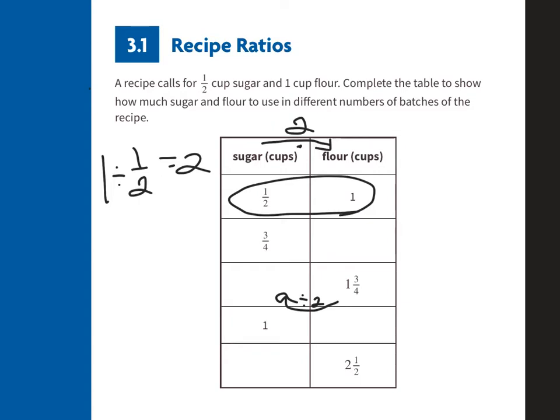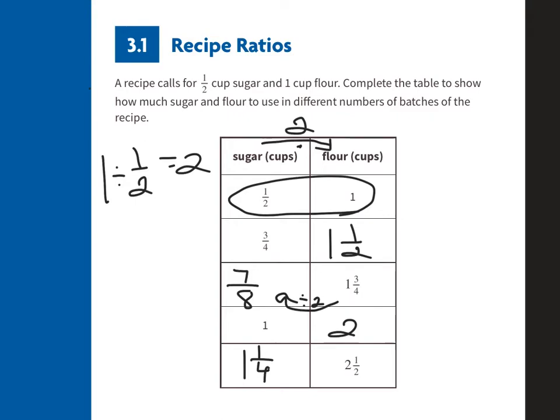So I'm going to use my calculator because I got lots of fractions here. So 3/4 times 2 is 1 1/2. Okay, 1 3/4 divided by 2 is 7/8. 1 times 2 is 2, and then 2 1/2 divided by 2. So we're going backwards again. It's 1 1/4. Okay, so there you have it.